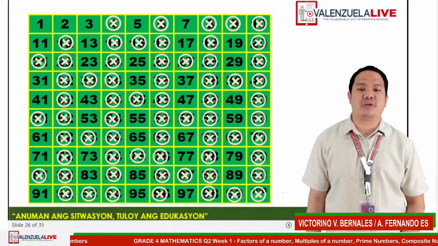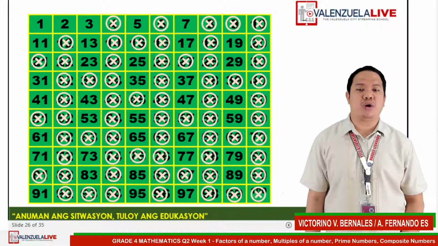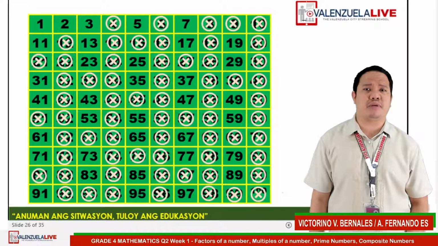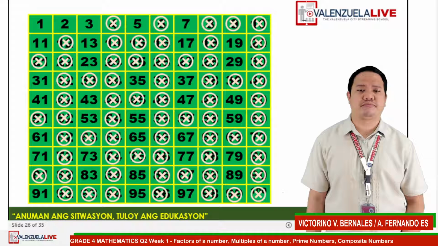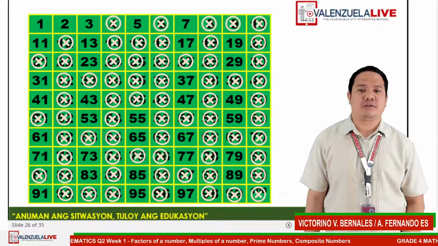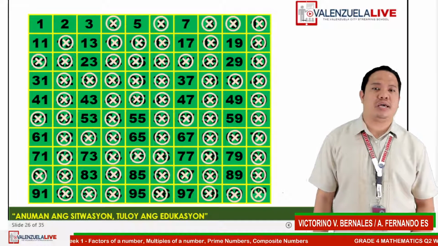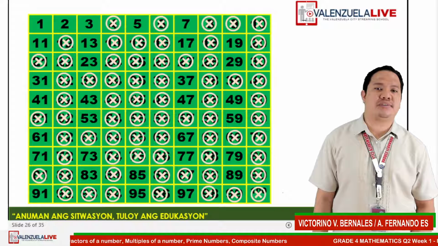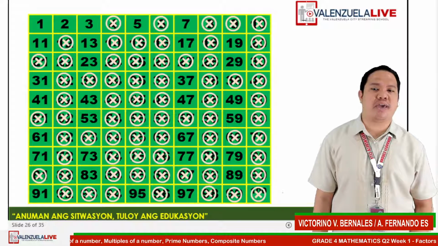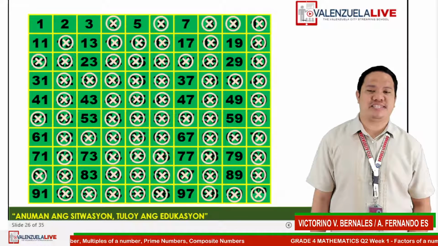Next, let us cross out the remaining multiples of 5 except the number itself, which is 5. So we have 35, 55, then 65, 85, as well as 95.